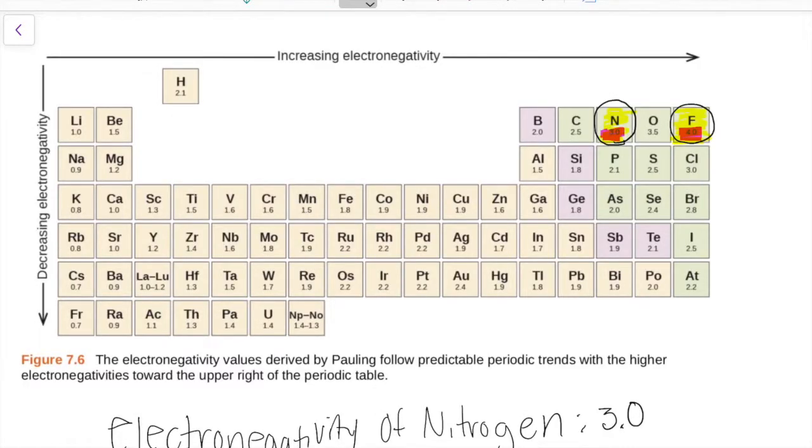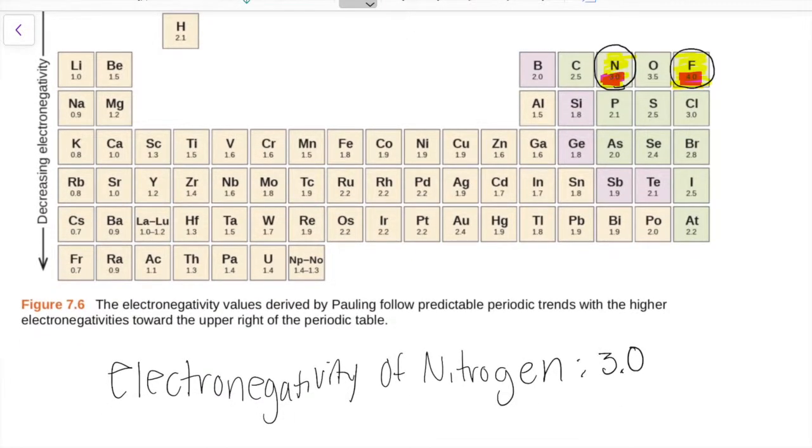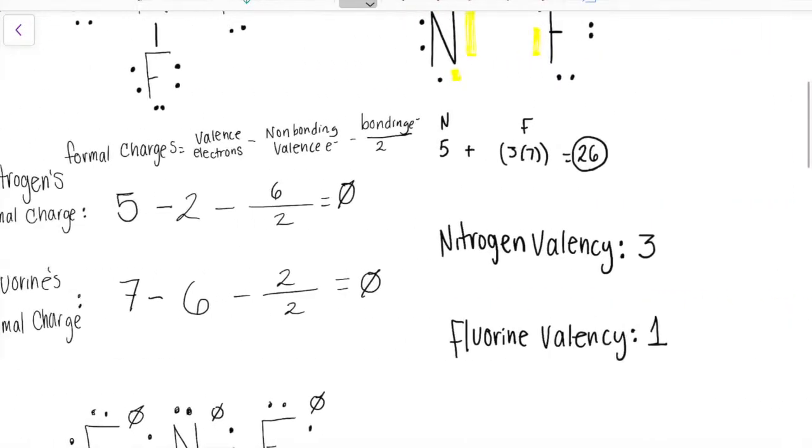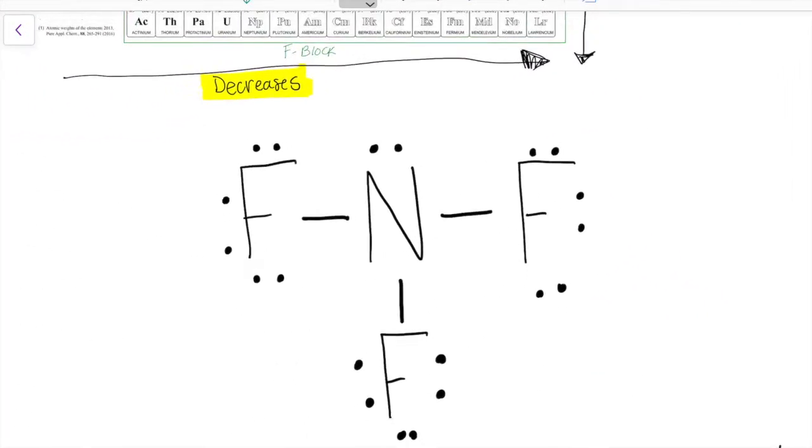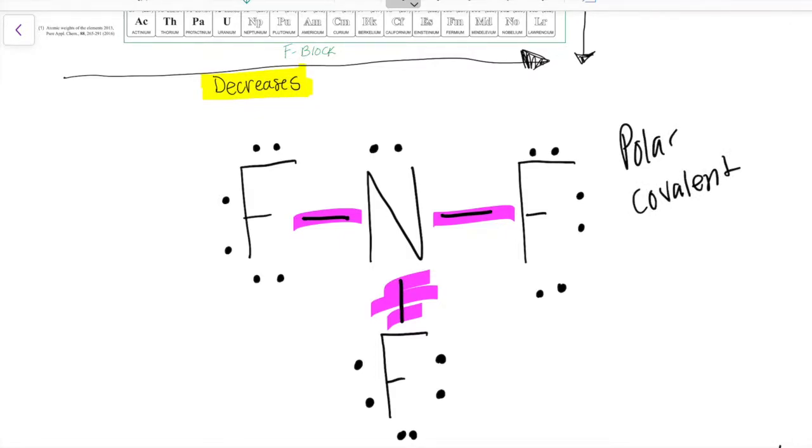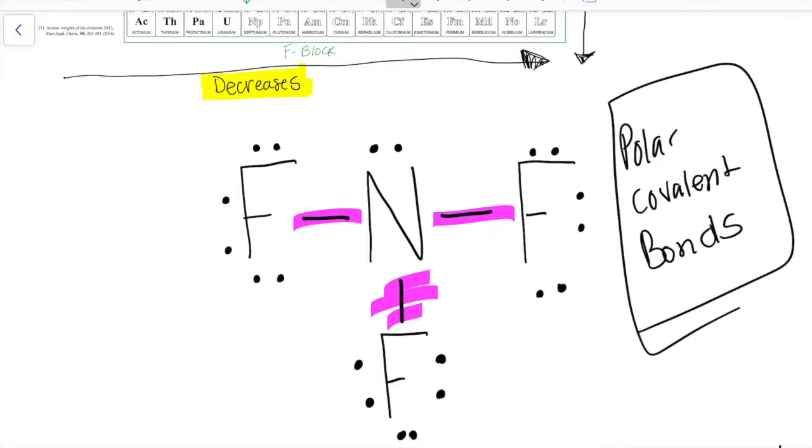Going back to this table of increasing and decreasing electronegativity, you will see that, like we said earlier, nitrogen has that 3.0 electronegativity and fluorine has that 4.0, which means that there's a 1-point difference between the two of them. It's not greater, not less than, it's just 1, which means that on this Lewis dot structure, all 3 of these bonds are going to be polar covalent bonds, just by definition, because of that electronegativity difference not being any more or any less than 1.